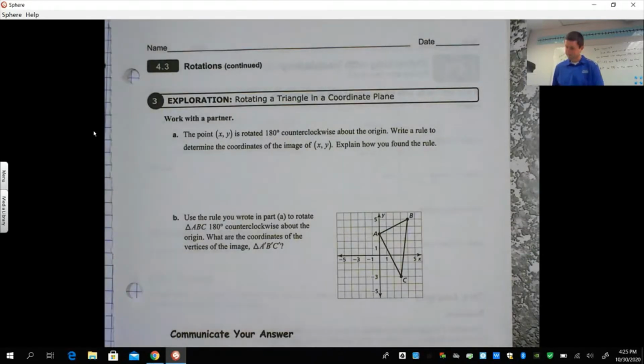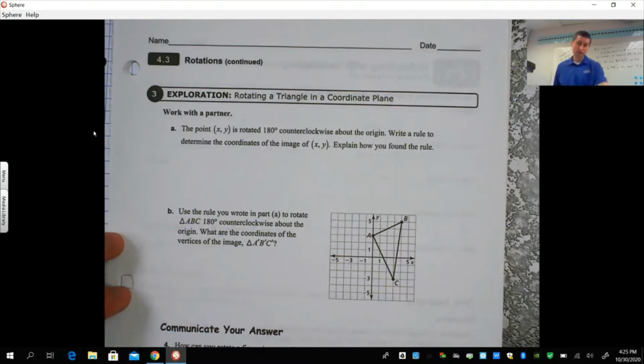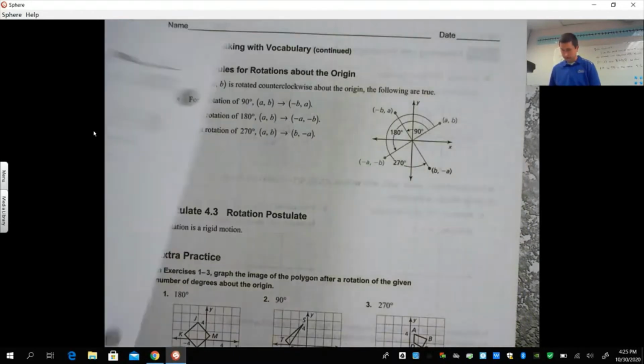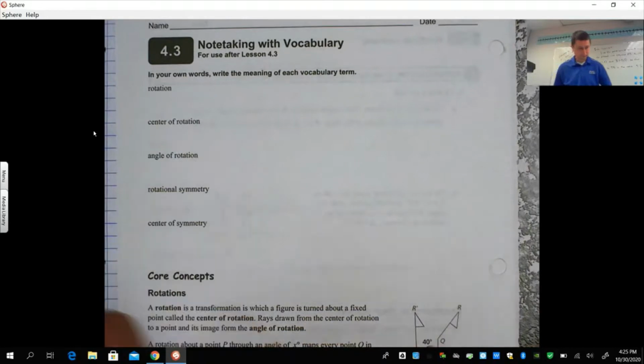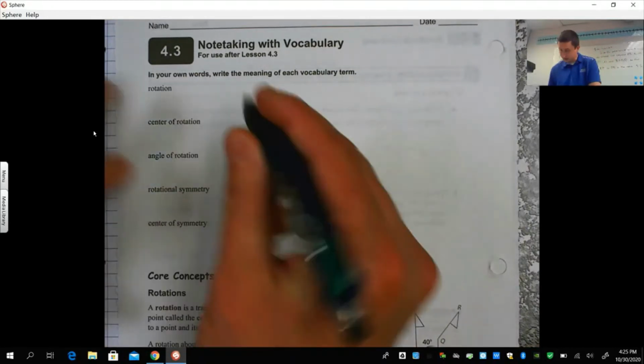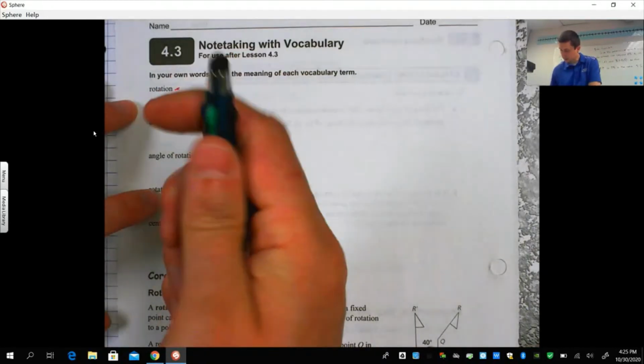That was it for that sheet. That was on page 102. We're going to jump ahead to our vocabulary here on page 104. Okay. Rotation. Let's go back.